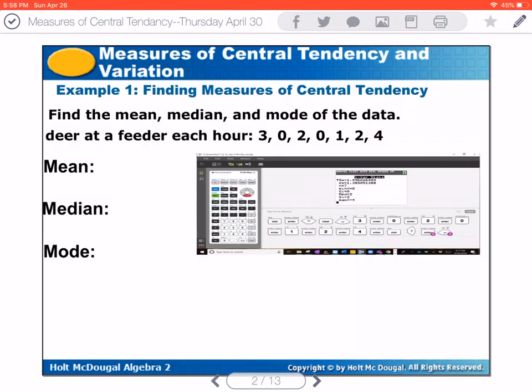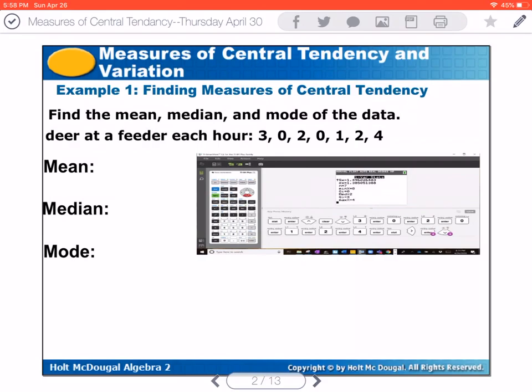This is the number of deer at a feeder given every hour on the hour, right? So 3, 0, 2, 0, 1, 2, 4. To find the mean, I want to average all of these data values. The median is going to be the data value that falls right in the middle, and the mode is going to be the number that occurs the most number of times.